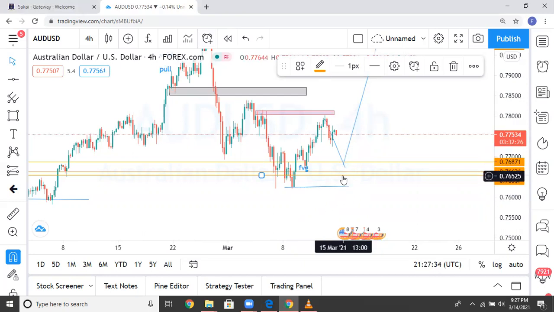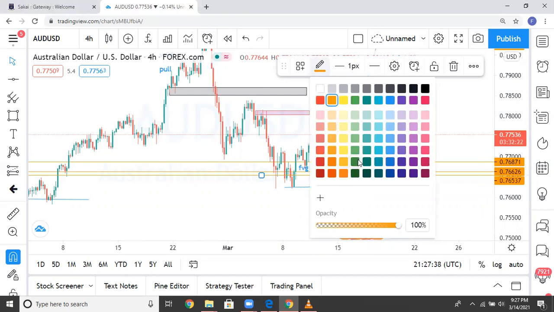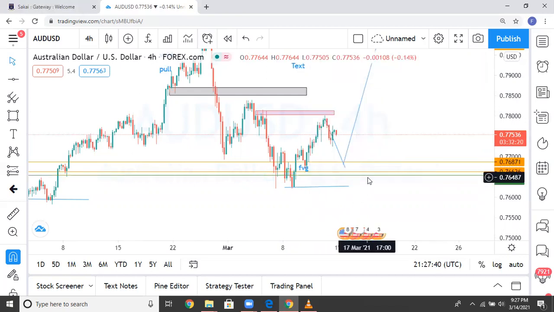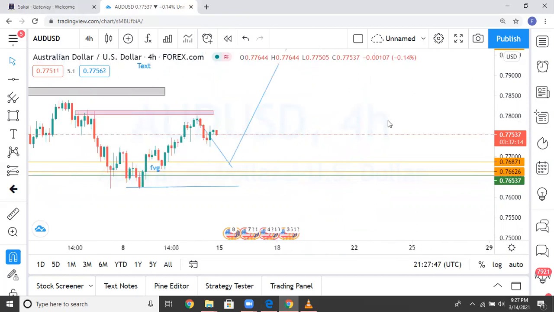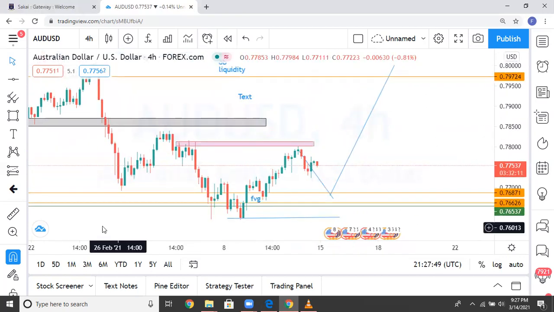So here will be your SL. Let me change it to green. The green line will be the SL. Here will be your entry. So here you can even pick 3 entries from here.